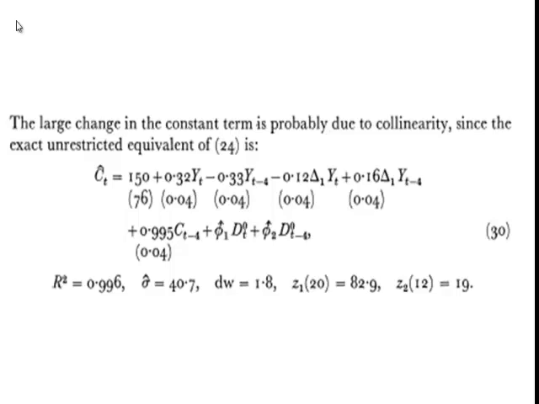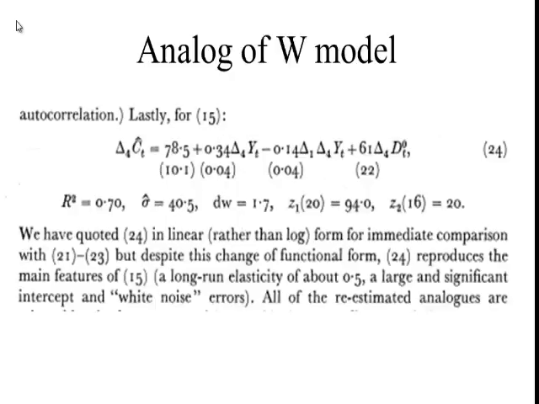So he estimates the unrestricted equivalent of 24. This is an important point. What is the unrestricted model? Okay, so this is very important.